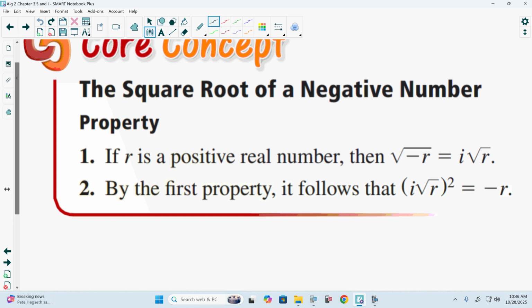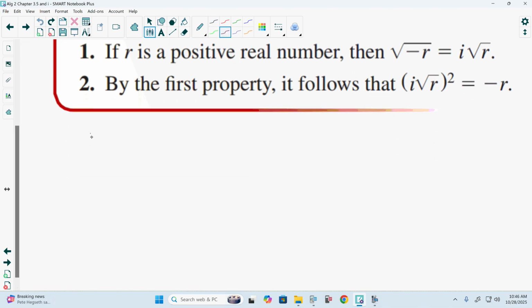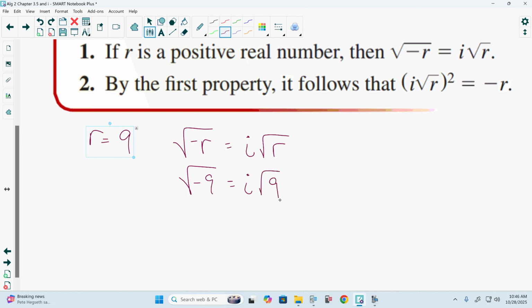So if we pick a value for r, we say r is 9. By this property, the square root of negative r is going to be i times the square root of r. So for us here, it's going to be the square root of negative 9, which we would say is i times the square root of 9, which we can then simplify to 3i.